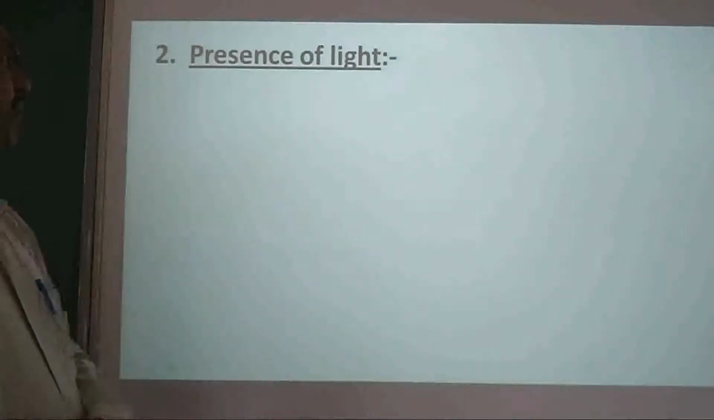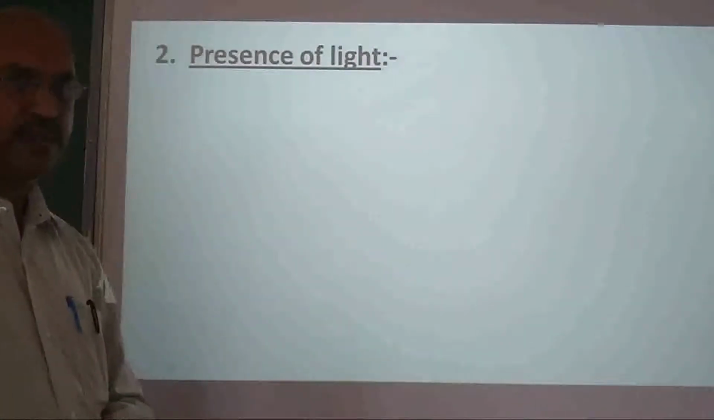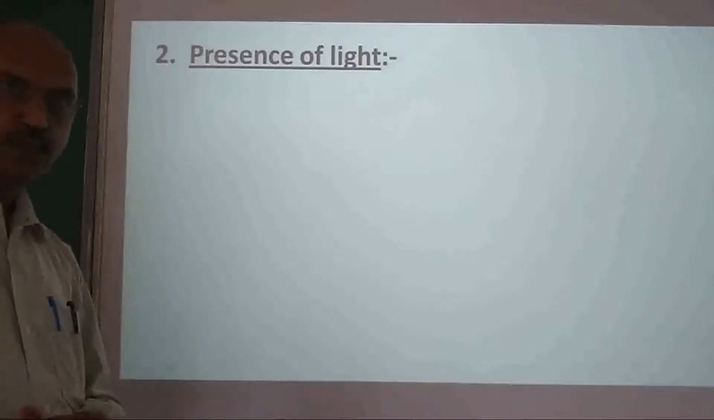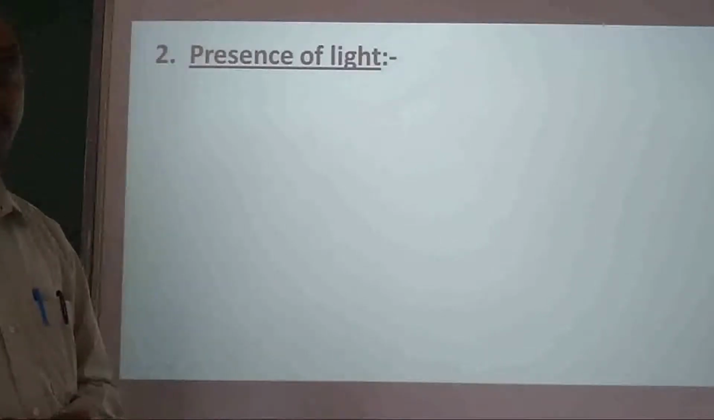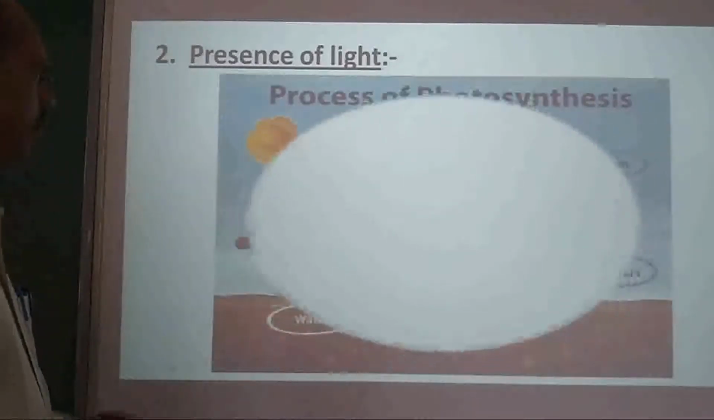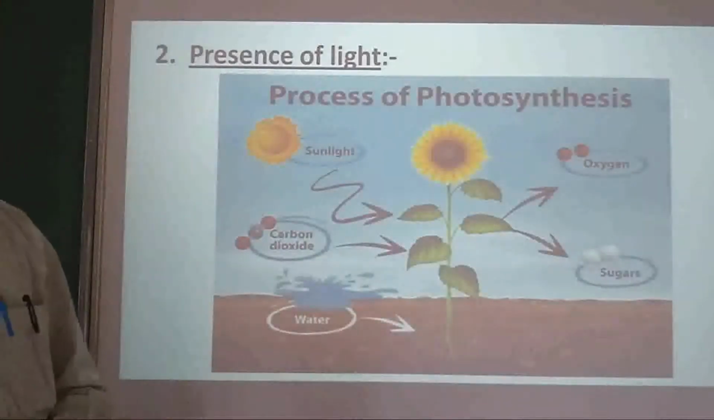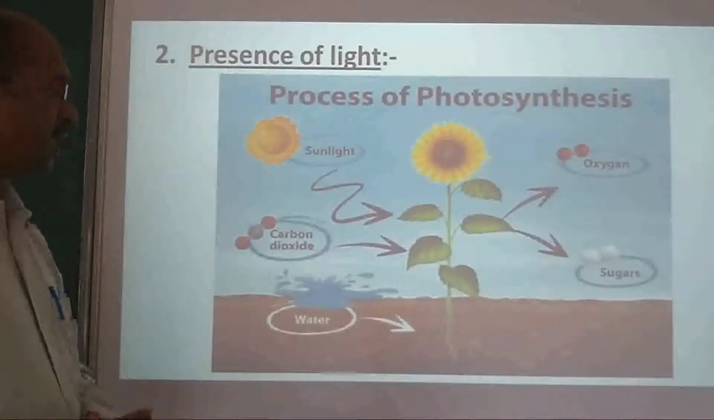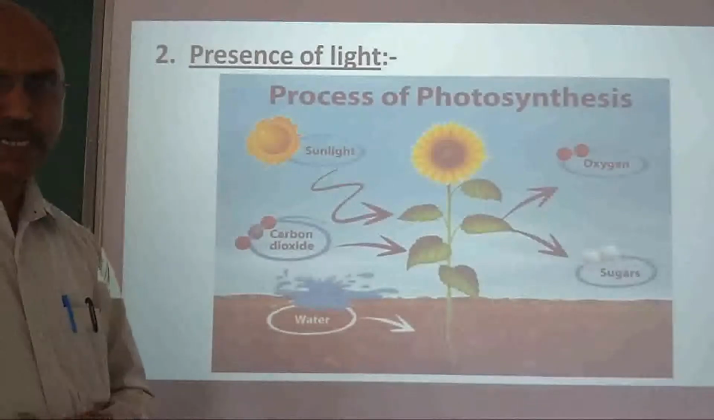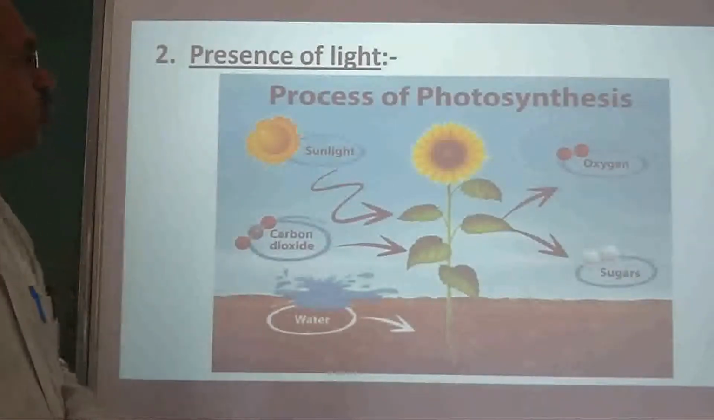Let us see the second one. Presence of light. Every day we are having food. Where do we get the food from? We get the food from the plants. How do plants prepare their food? Plants prepare their food with the help of sunlight. And for this reaction, light is needed. So this reaction is called photosynthesis.